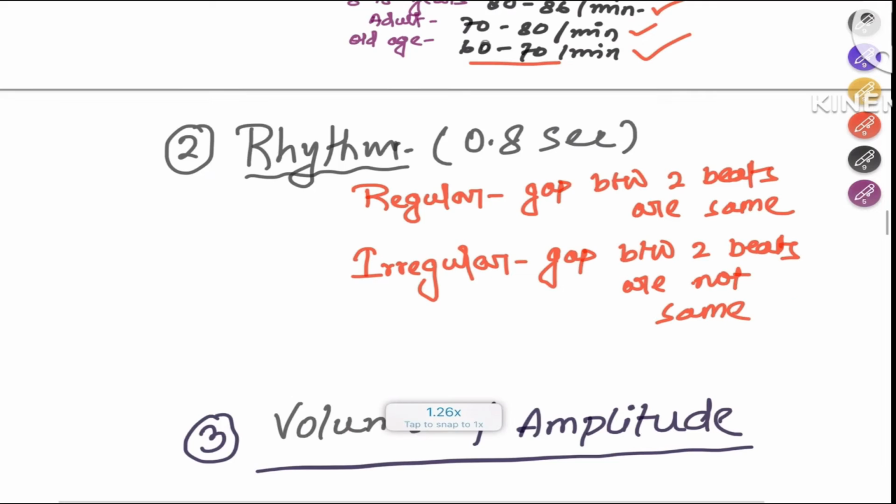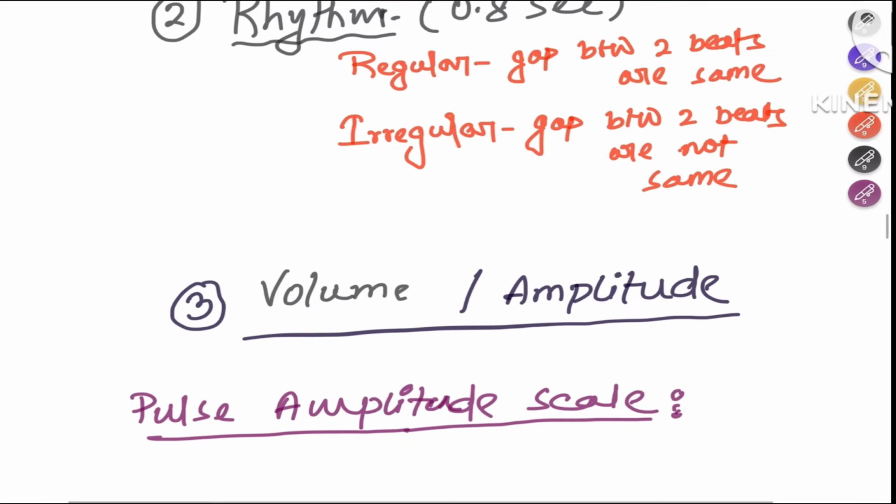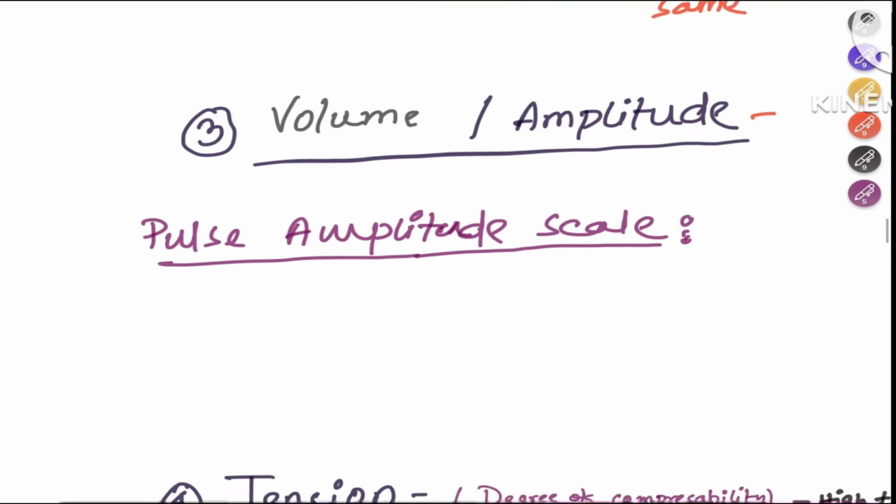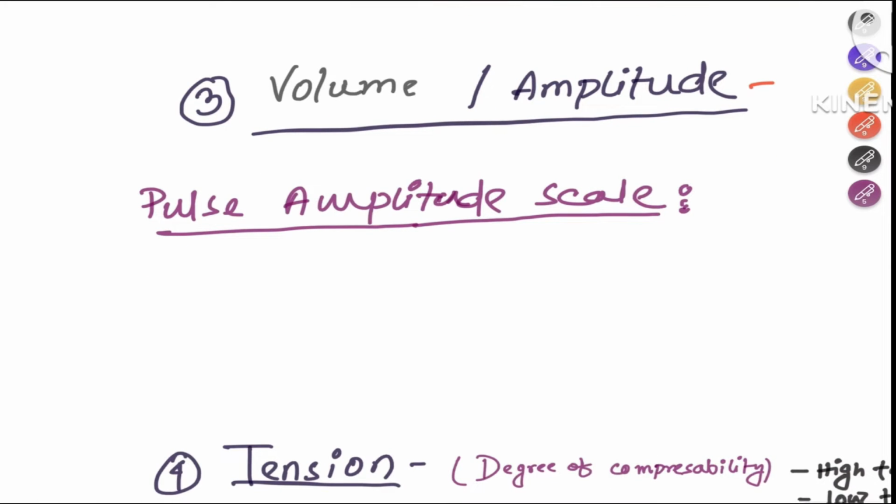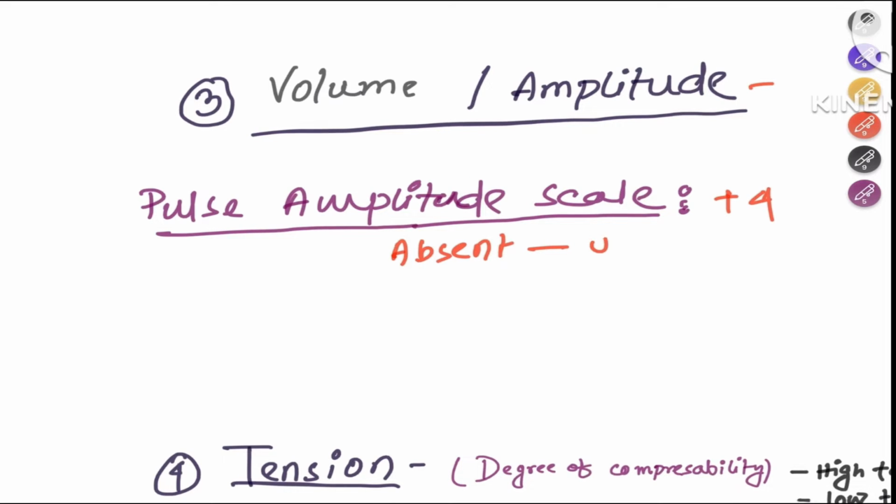Next is volume or amplitude. Volume or amplitude means how much blood or how much expansion is occurring in the artery. Here I have a chart, a pulse amplitude scale. What does the pulse amplitude scale mean? Here the highest mark is 4. If the pulse is absent, we'll give 0. If the pulse is weak, we'll give 1 for a weak pulse.